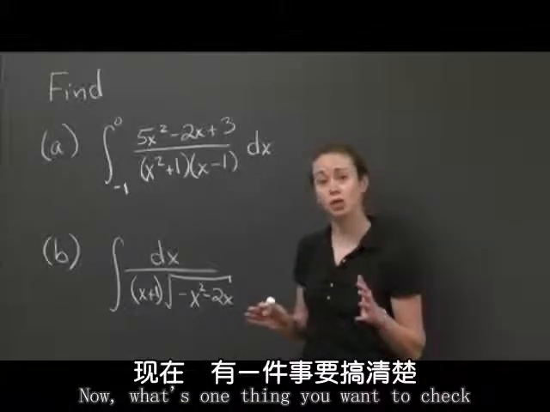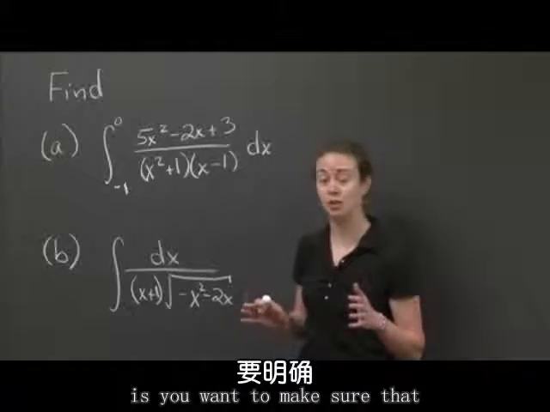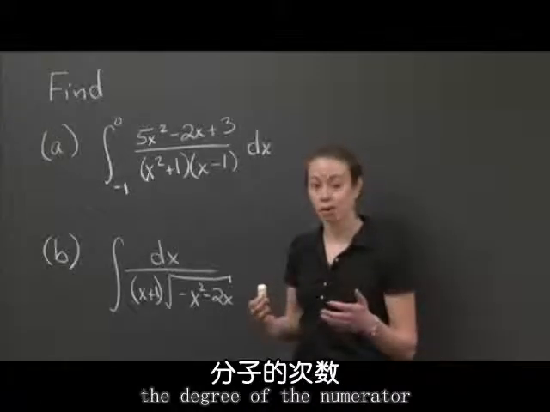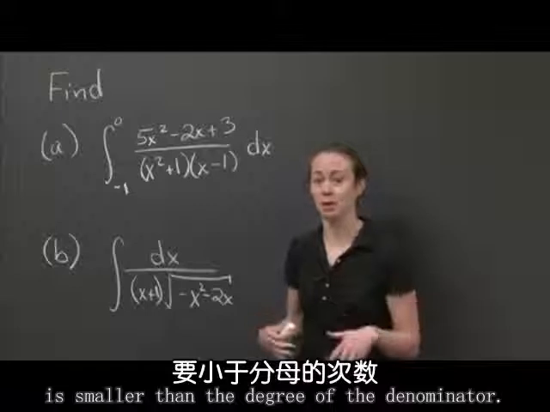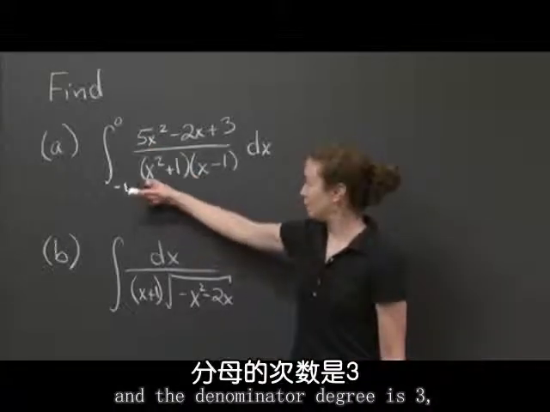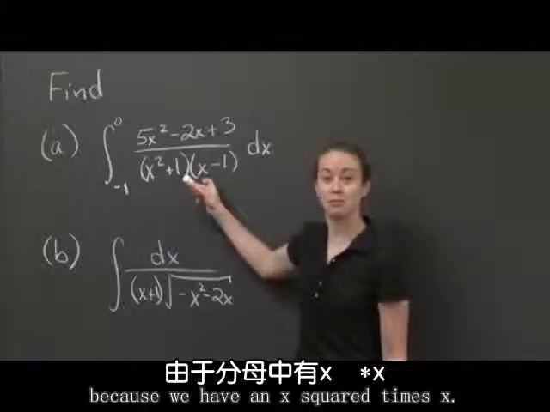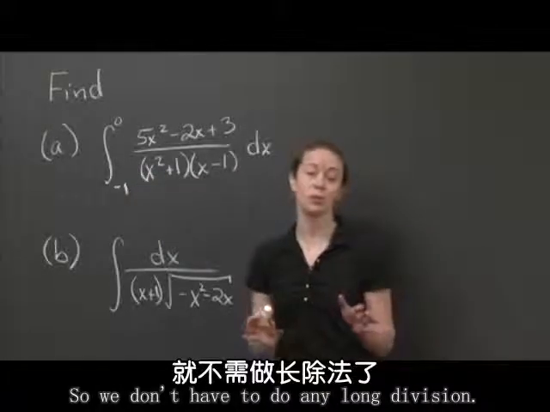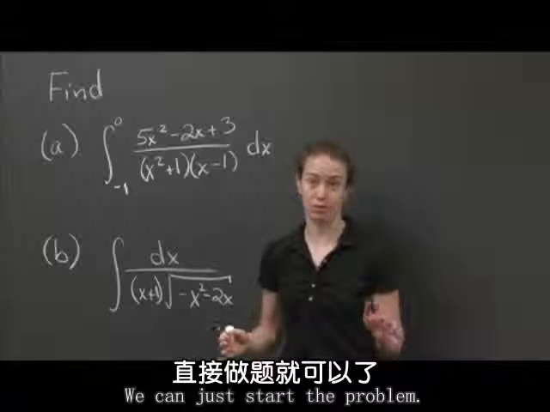Now, one thing you want to check with partial fractions is that the degree of the numerator is smaller than the degree of the denominator. Notice that the numerator degree is 2, and the denominator degree is 3 because we have an x squared times x. So we don't have to do any long division. We can just start the problem.